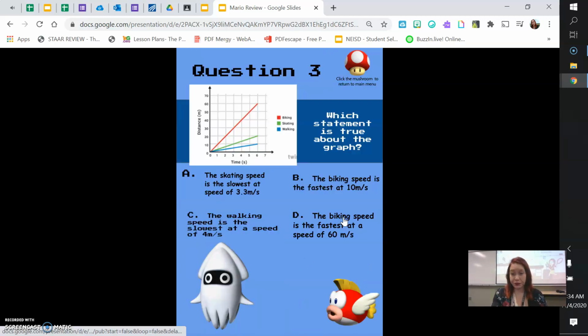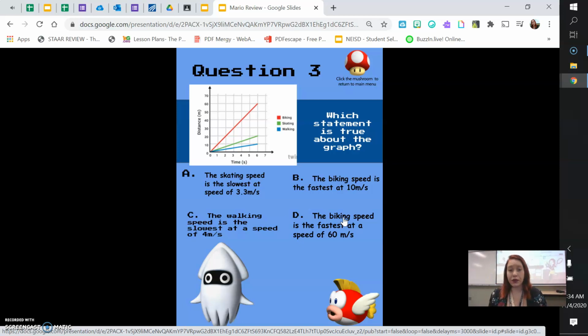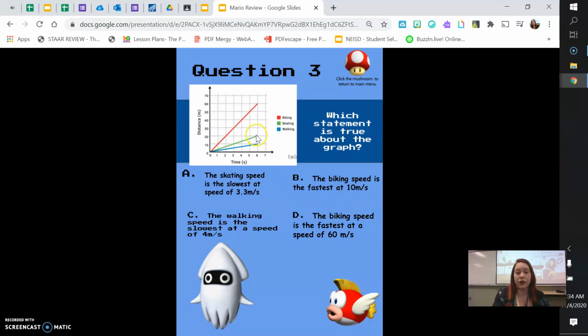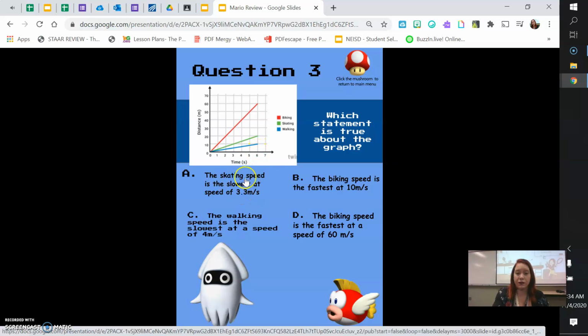Question 3, which statement is true about the graph? A, the skating speed is the slowest speed at 3.3 meters per second. So you would have to take our skating distance, divide it by your skating time, and see if it equals 3.3, and is that the slowest?